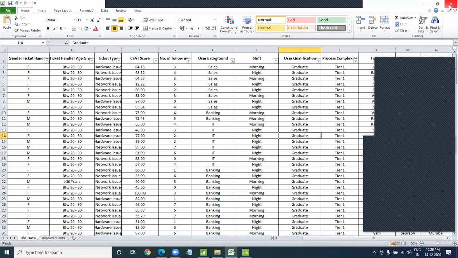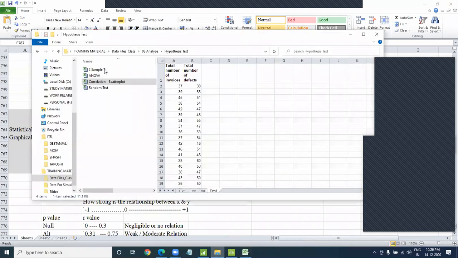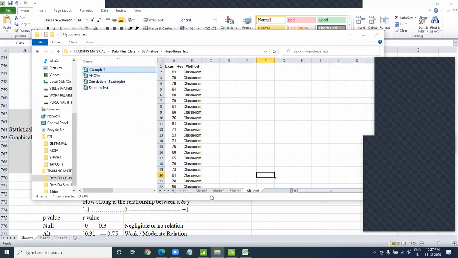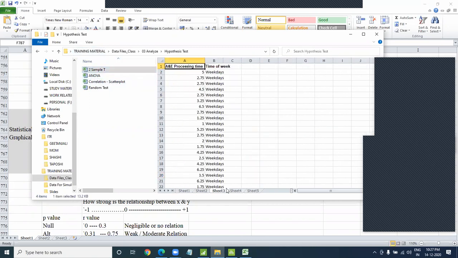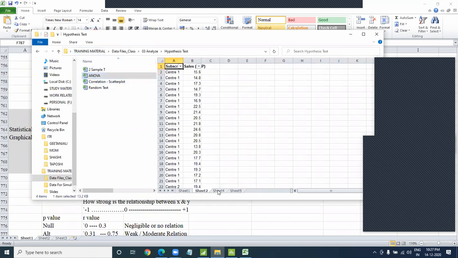That's one. Other than this, there is some practice data. I would definitely recommend you all to have a look at this. Going back to data files for class, analyze folder, hypothesis test, and you have different files within these Excel files. So just try out these two sample T's, different tests, different samples. You have got different samples. Try them out. ANOVA, you have got different samples. You can look at them.